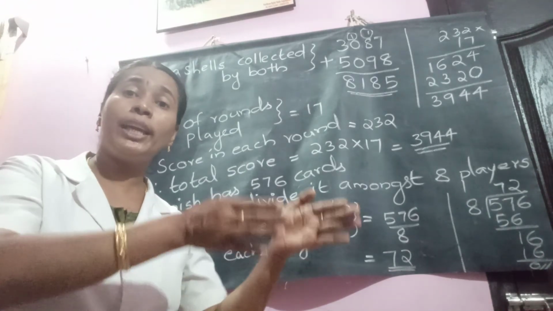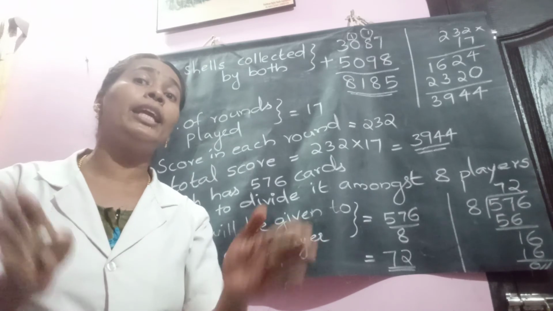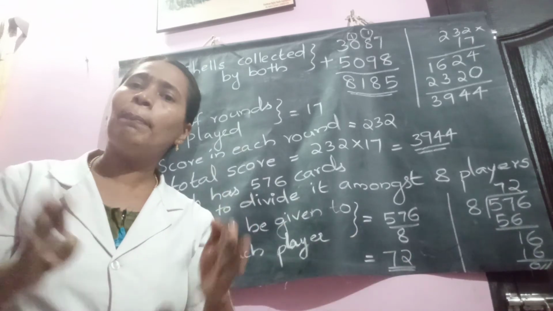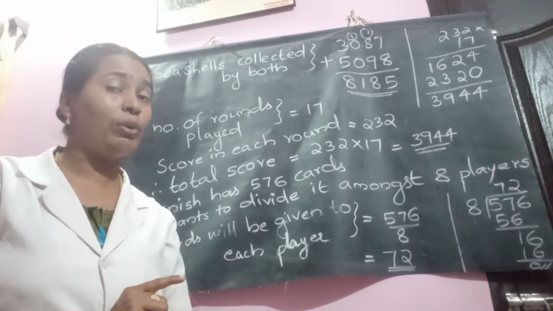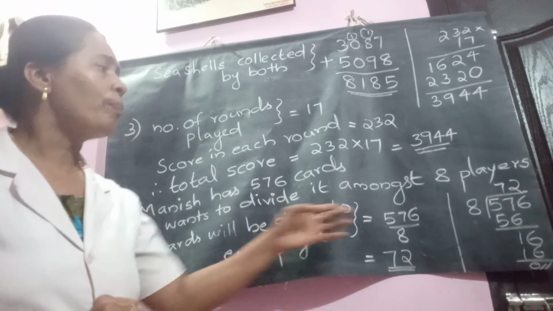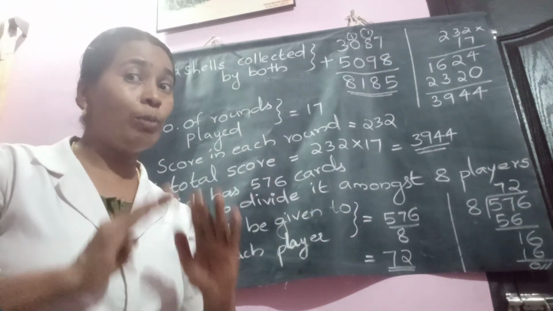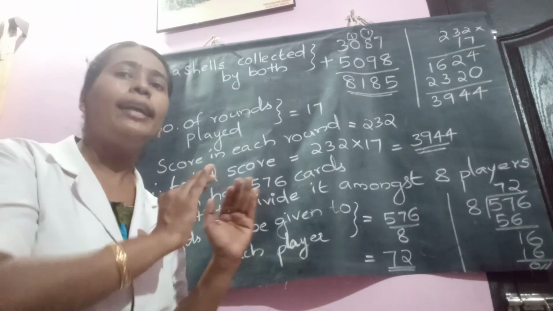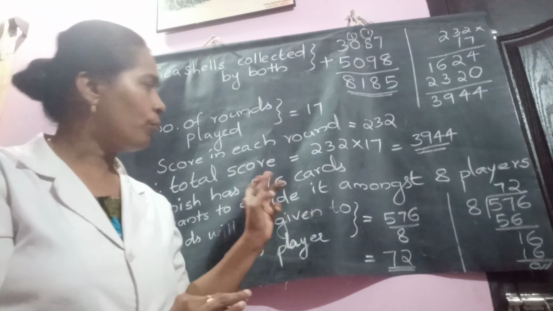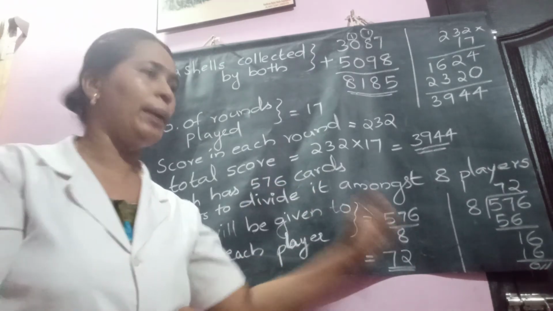What do we do to find the number of cards given to each player? Here we are grouping, or making parts. Making parts means what do we have to do? Division. We are making groups equally. Equal grouping means division. So 576 divided by 8.